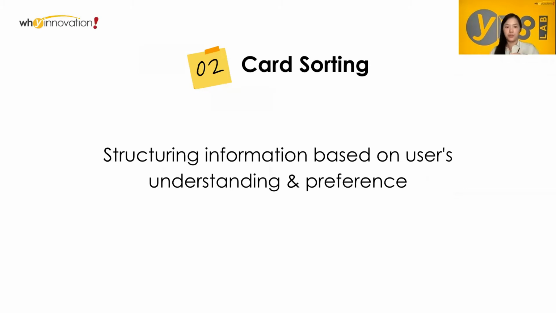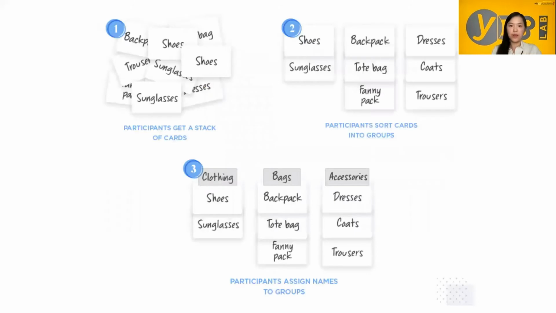Next up, we have card sorting. Card sorting is a technique in user experience design where a group of users are asked to structure information based on their understanding, based on their preference. This is quite a common scenario for card sorting. First up, they will get a stack of cards like that. And then as the moderator, I will ask them, can you sort the cards into groups according to your understanding or where they should belong together? And then they would start sorting them.